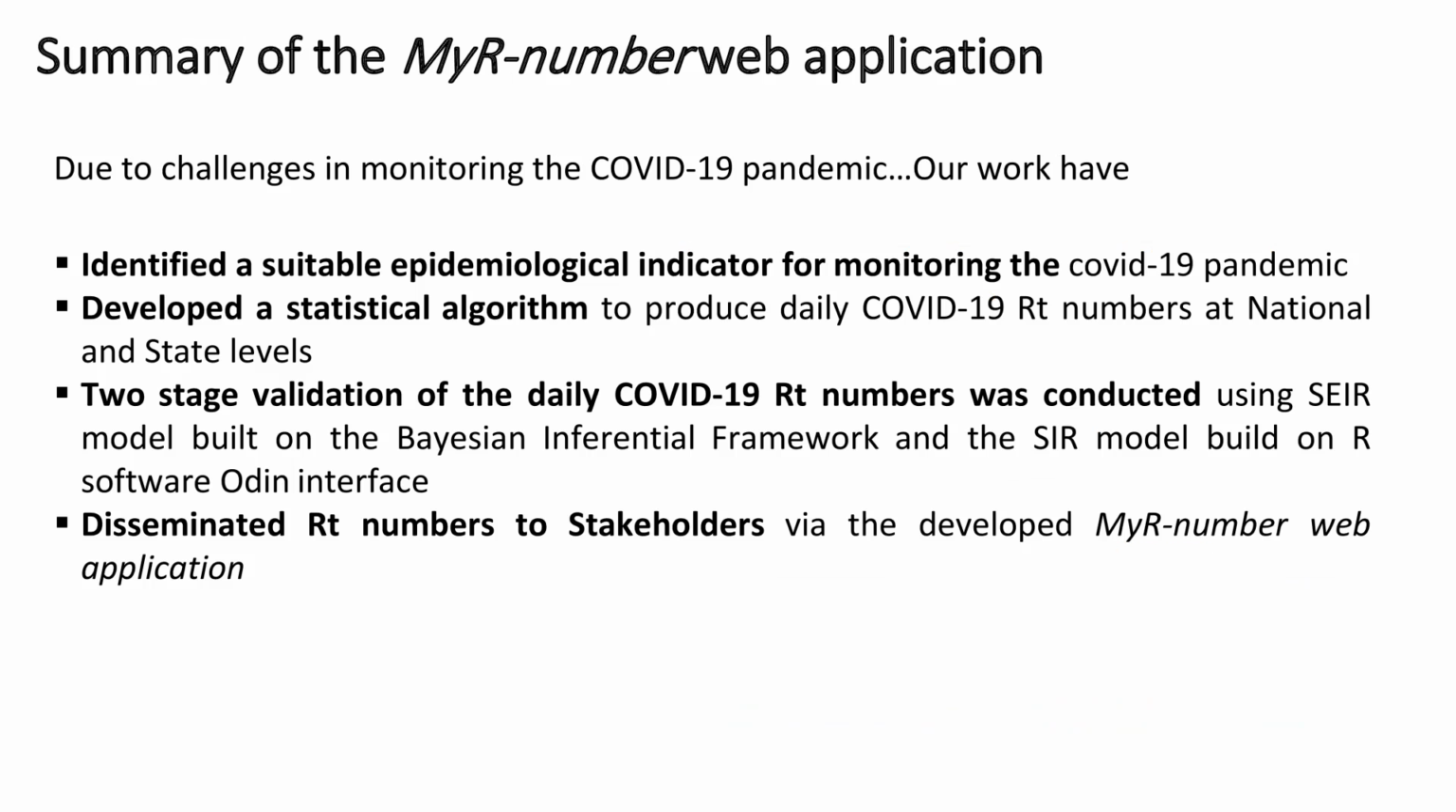To summarize our work, due to the existing challenges in monitoring the COVID-19 pandemic, we have identified a suitable epidemiological indicator for monitoring the COVID-19 pandemic in Malaysia using the effective reproduction number. Subsequently, we developed a statistical algorithm that is able to produce daily COVID-19 RT numbers at the national and state levels. After this, a two-stage validation of the daily COVID-19 RT numbers was conducted using the SEIR model built on the Bayesian inferential framework and the SIR model built on the R software Odin interface.